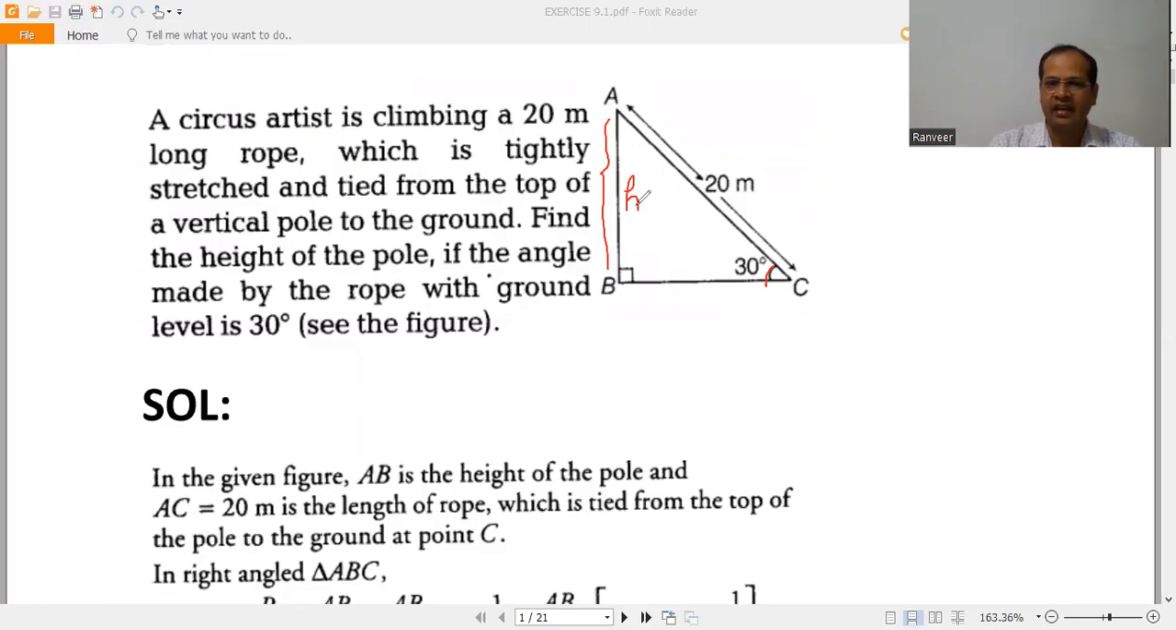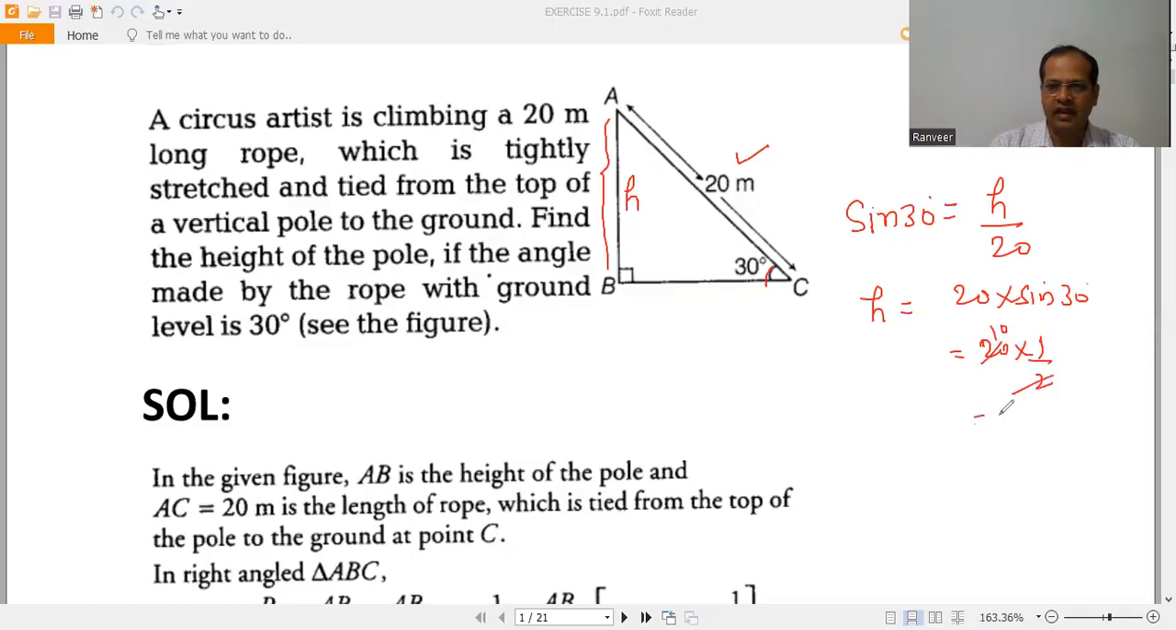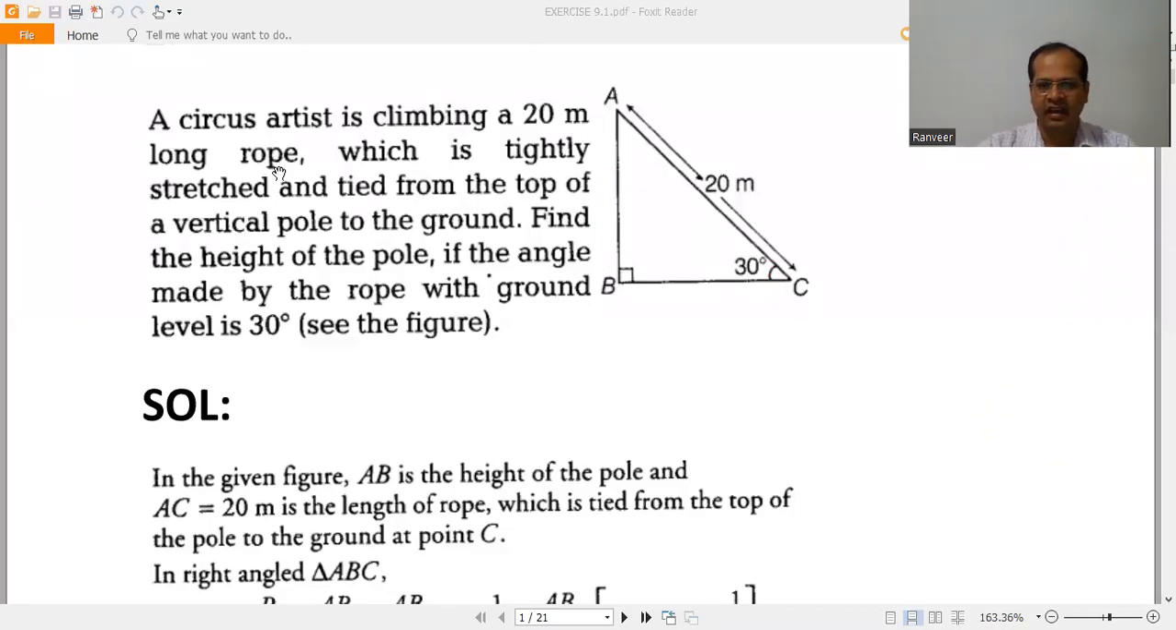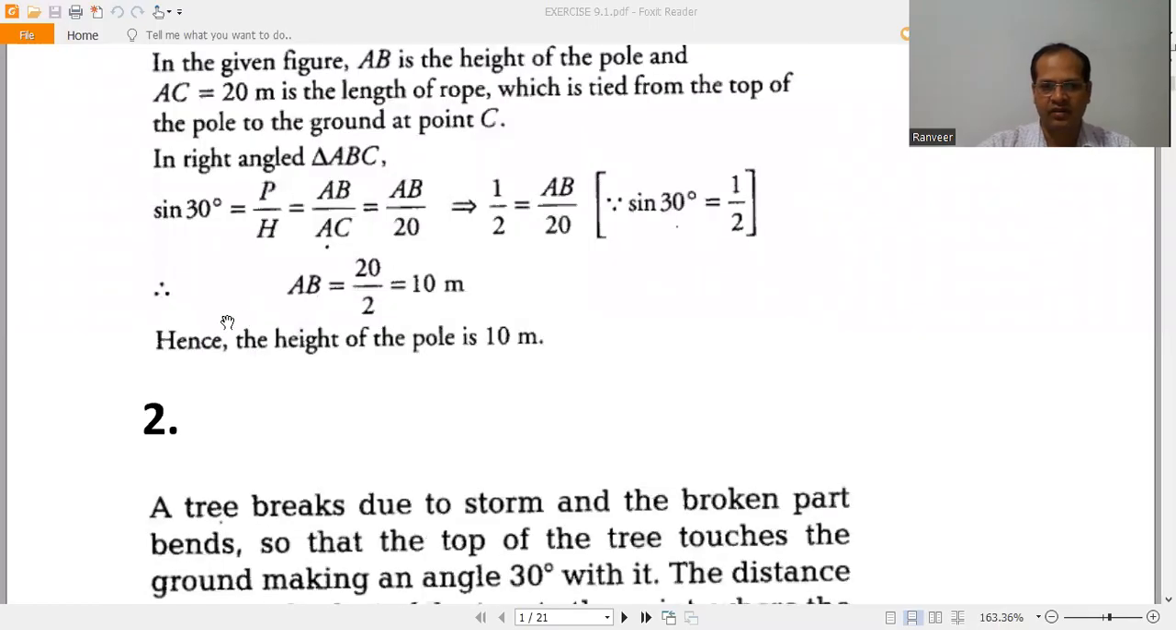In sin theta, this is the hypotenuse, and in tan theta the hypotenuse does not come, correct? So if we take sin theta, then we can write h by 20. So h is 20 into sin 30, that is 20 into 1 by 2, which is 10 meters. This is one of the easiest chapters actually. You only have to decide the diagram, and after that you find the answer.